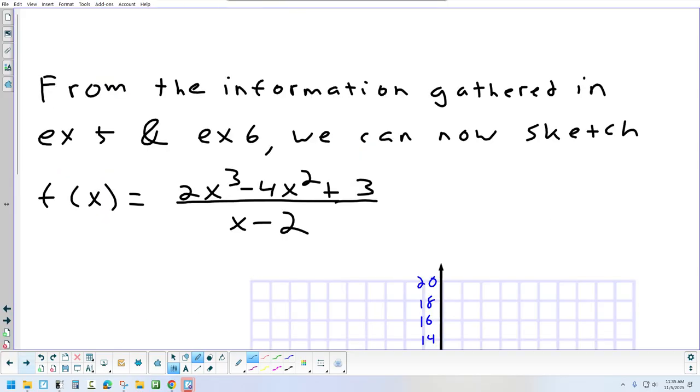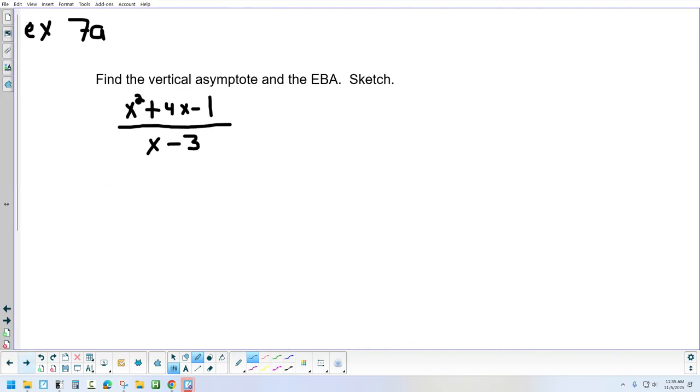Okay. All right, so let's try this one. This time we are going to sketch it by hand too. What's the degree in the top here? And what's the degree in the bottom? 1. What's the difference between a 2 and a 1? 1. So this is going to be a degree 1 asymptote. Not as complicated as degree 2, but also not as simple as a horizontal.